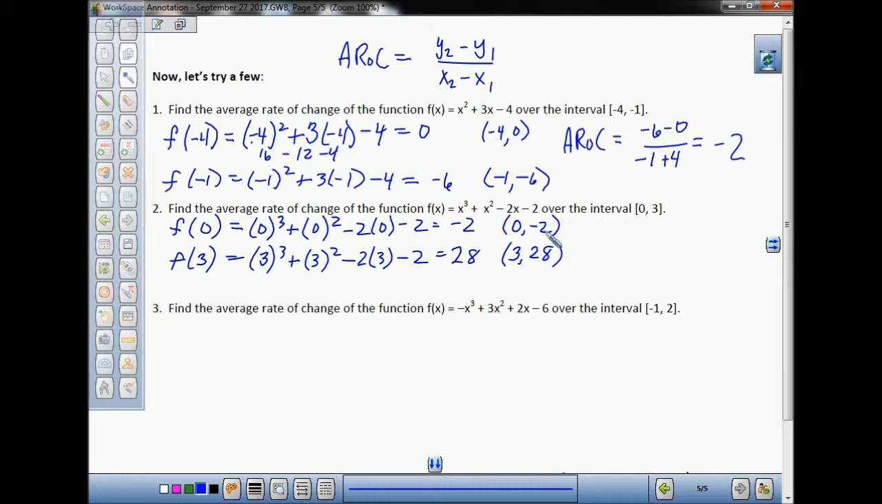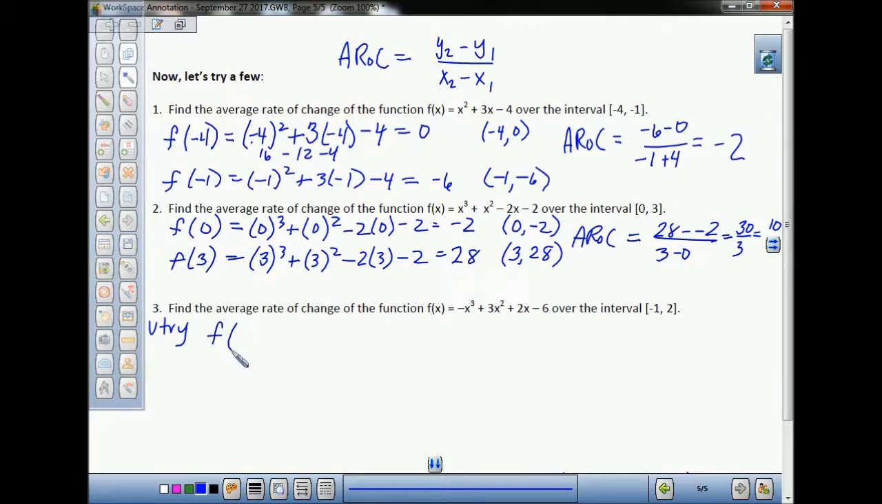So now we have the 2 points with which we're going to find the average rate of change. So the average rate of change is y2 minus y1 over x2 minus x1. So it's 30 over 3. So the average rate of change is 10. We're going to have number 3 be a you try. Go ahead and hit pause, and when you're ready, press play to see the solution.